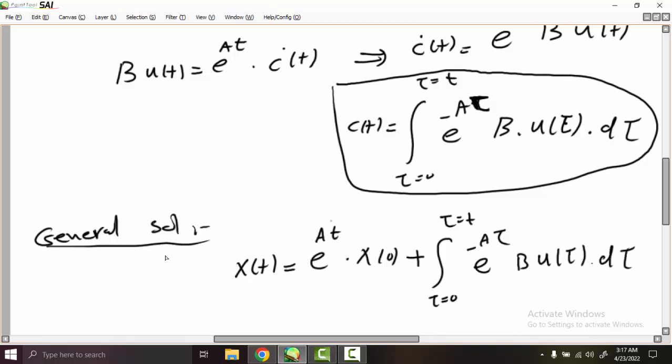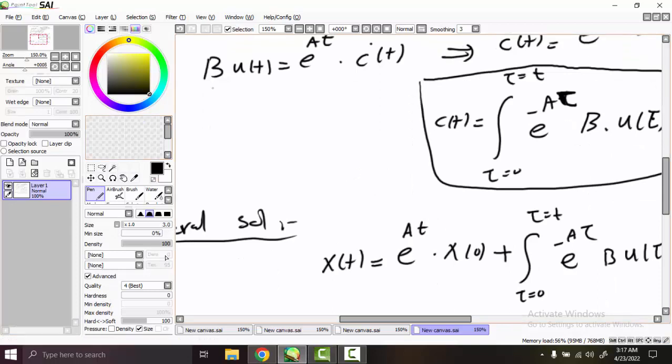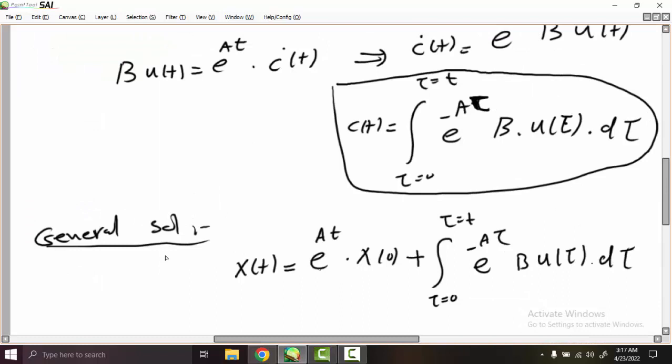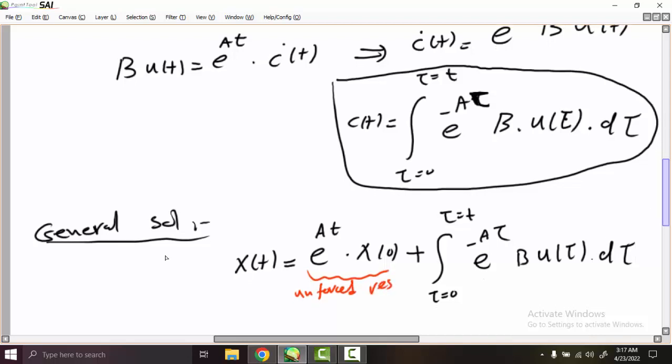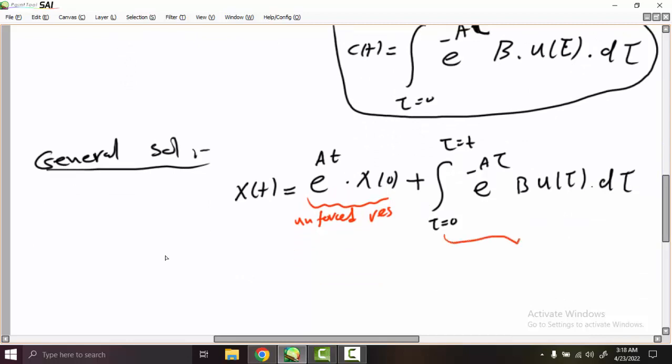So we call this term the unforced response, and this term is the forced response. The first one we also call the initial condition response, and we call it the transient response.